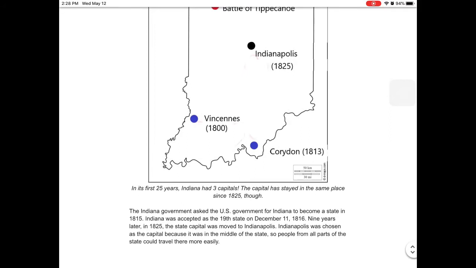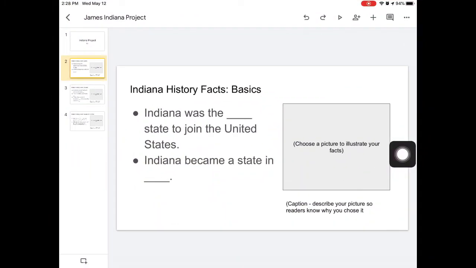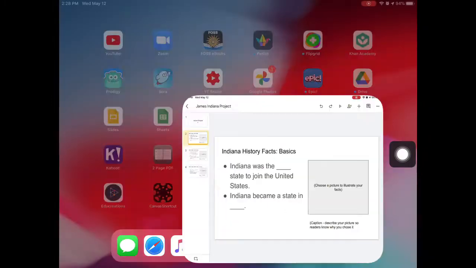The Indiana government asked the U.S. government for Indiana to become a state in 1815. Ooh, that sounds promising. Indiana was accepted as the 19th state on December 11th, 1816. Okay, so it was the 19th state. So I'm going to write down on my paper 19th. And now I need to figure out when it became a state.